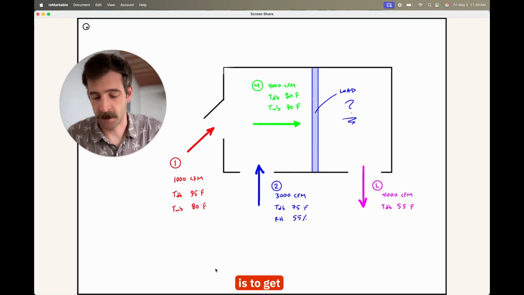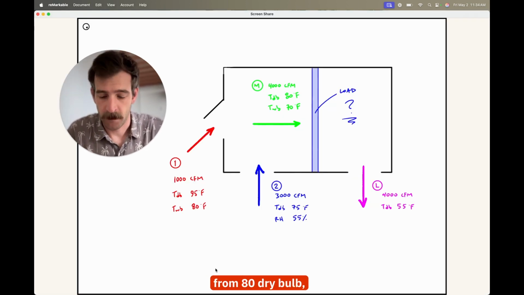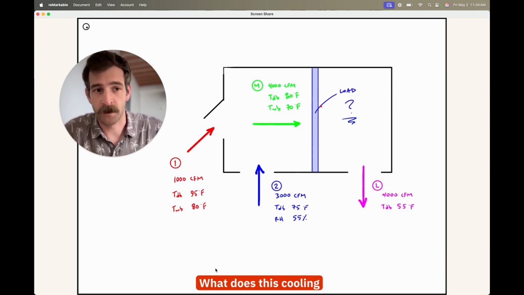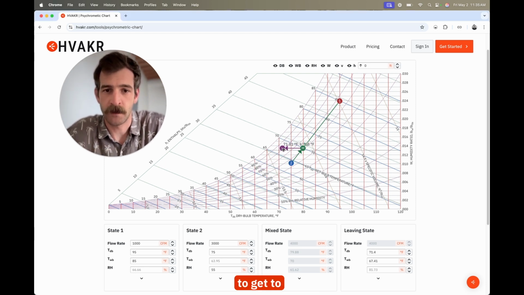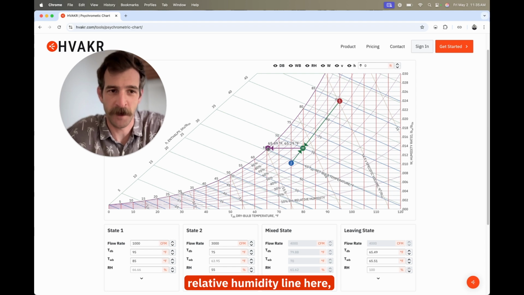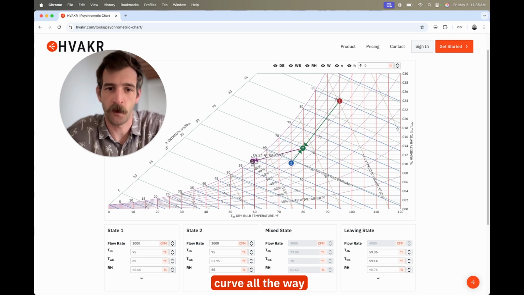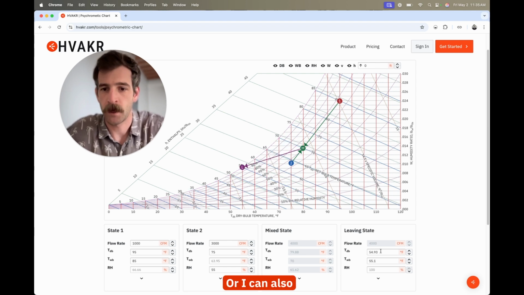Now, the last piece is to get 4,000 CFM of air from 80 dry bulb, 70 wet bulb down to 55 dry bulb. What does this cooling coil have to do? I'm sizing this coil. Let's plot the leaving air state and figure that out. Now you can see from the psych chart, to get to 55 degrees in cooling, I am going to hit my dew point and it will saturate, which means I'll be extracting moisture. And so once I hit my 100% relative humidity line here, then I'll be following the curve all the way down to 55 degrees, or I can also just punch this in as 55 and 55.